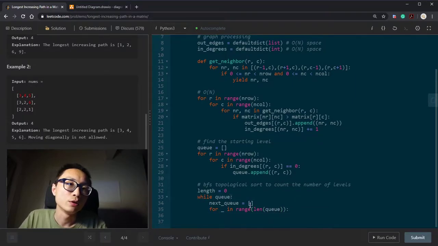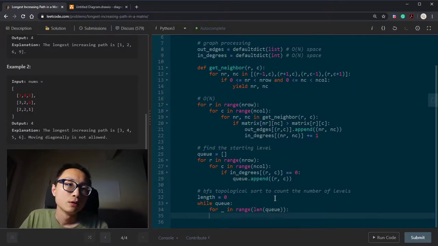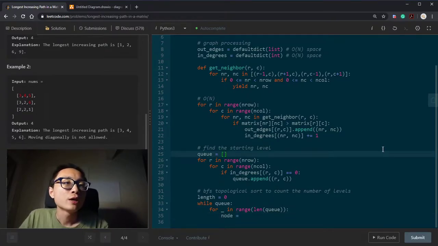And we don't need this. So node would be popping out one of the nodes from the queue. Oh, so for this we actually need a deque. Okay. So it's really a queue now.